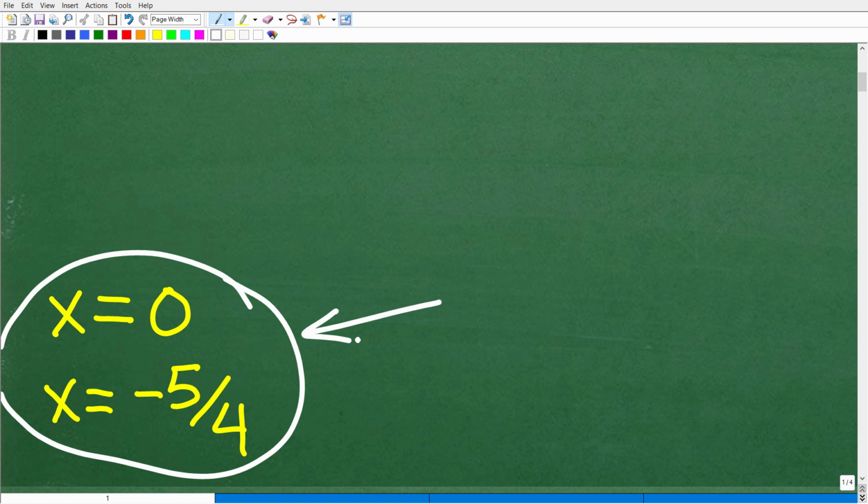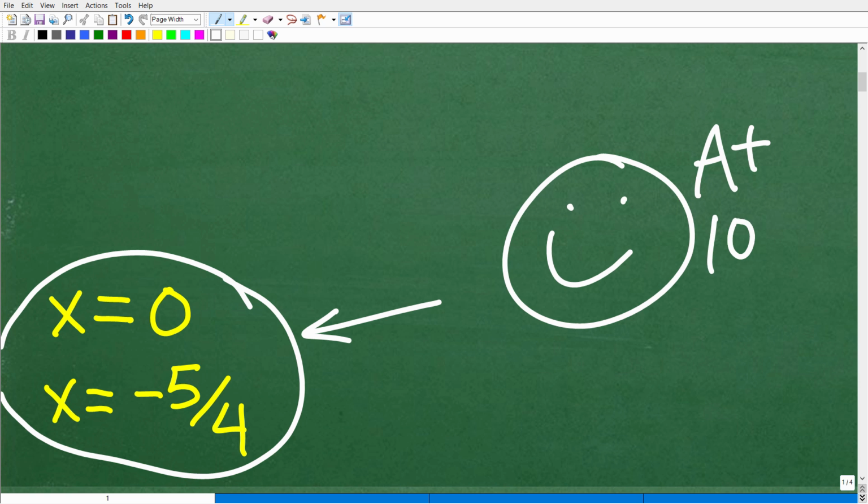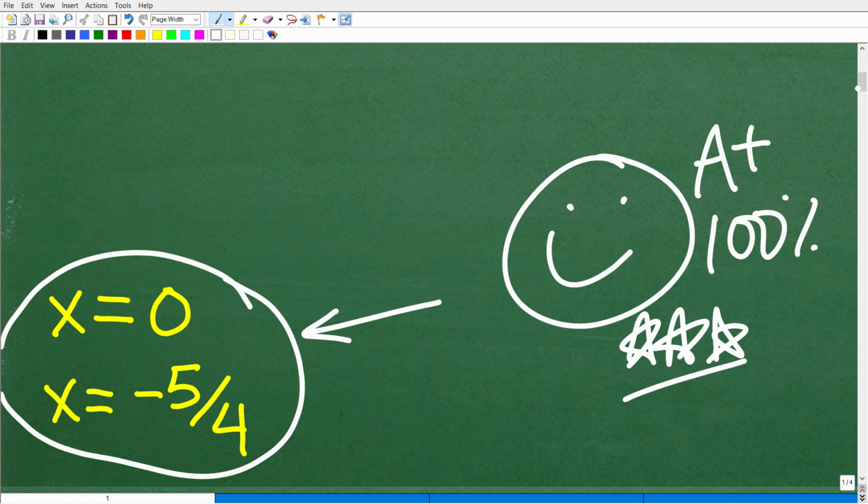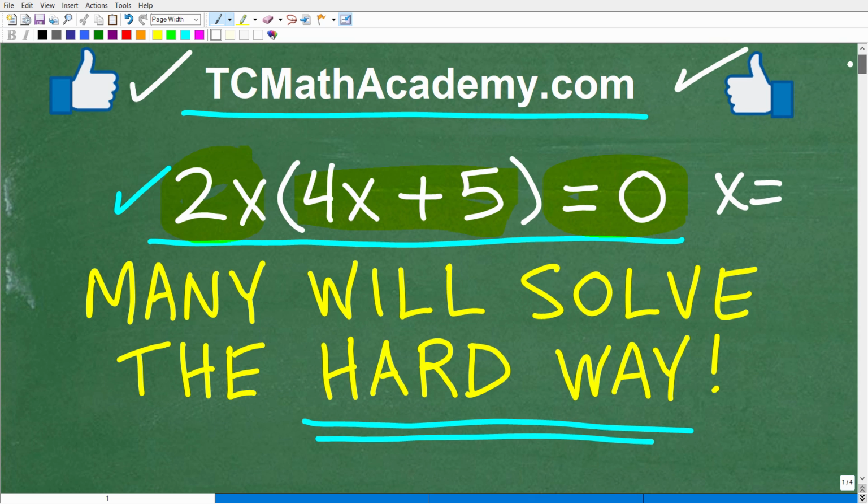Okay, now if you got this right, we have to celebrate by giving a nice little happy face and an A plus, a 100%, and multiple stars. So you can brag to your friends and family that indeed you are an expert, a professional in solving very basic quadratic equations. And that's what we're dealing with here. This is a quadratic equation.